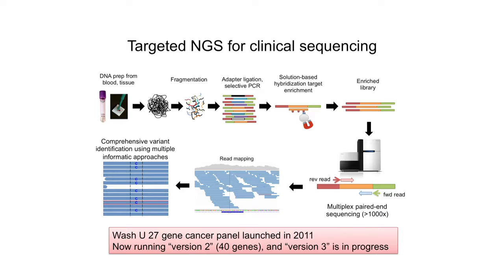We didn't do much sequencing in 2011, but that's when we officially launched. And it's been through several iterations so far. We're now running version 2, where we report 40 genes. We sequence more than that, but we just report 40. And then version 3 is in progress.